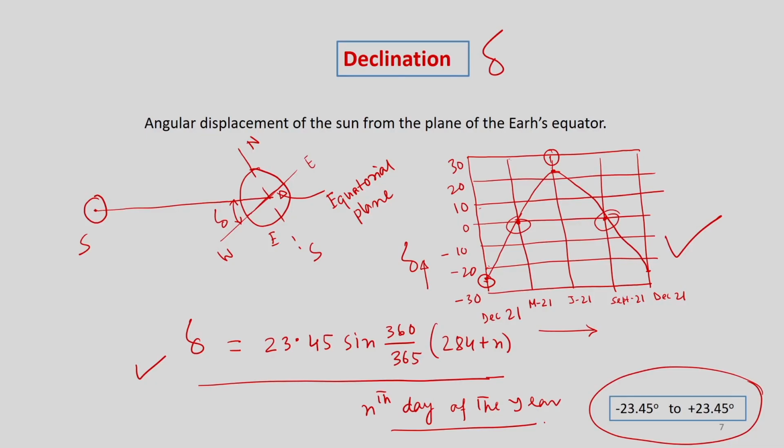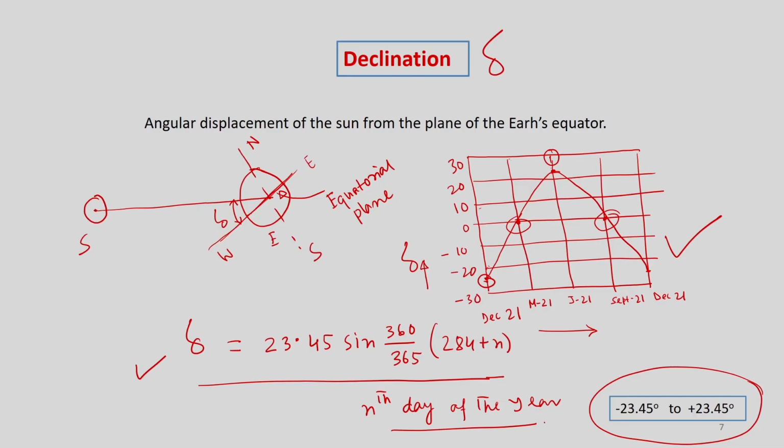So, what can we summarize here? Declination is very important. It defines the angular displacement of the sun from the plane of the earth equator. So, this is the plane of the earth equator, this is the delta, and this is the angular displacement. Another way we can define it: this is the angle between the line joining the center of the sun and the center of the earth, and the projection of that line on the equatorial plane.